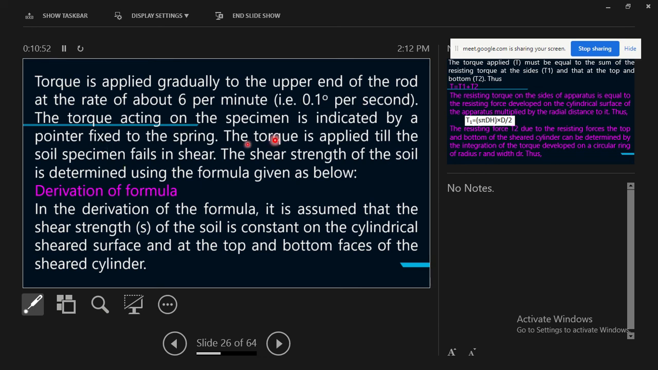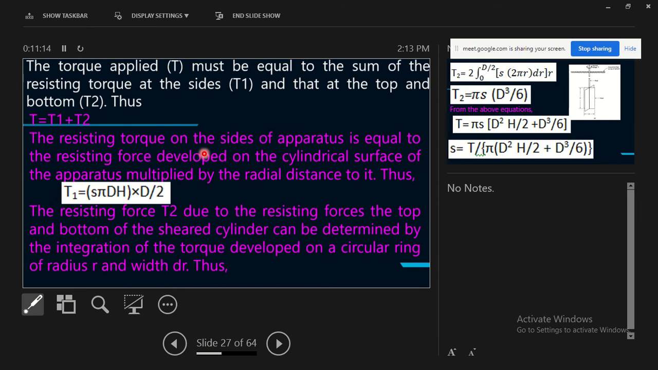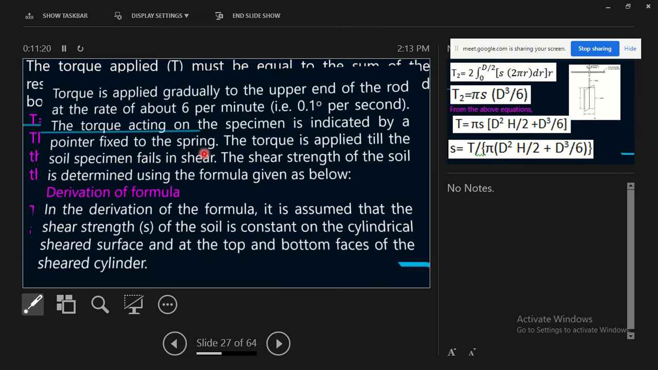The torque acting on the specimen is indicated by a pointer fixed to the spring. So the equipment has some pointer, some way to tell you what the torque is. The shear strength of the soil is determined from the formula, which we are going to derive now. Derivation.